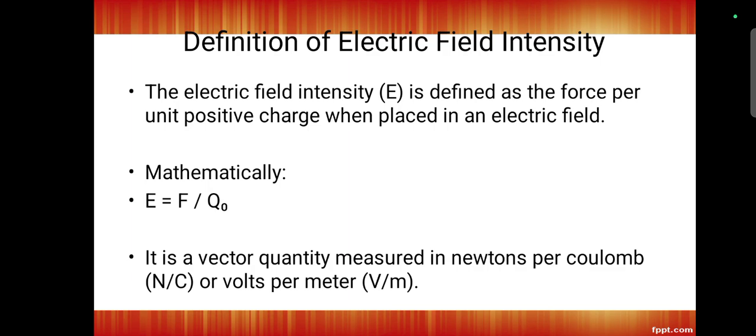It is a vector quantity measured in newtons per coulomb, N by C. N is called Newton and C is called coulomb. So N per C is called newtons per coulomb. It is the unit of E. Otherwise, it is noted as volts per meter, V by M.